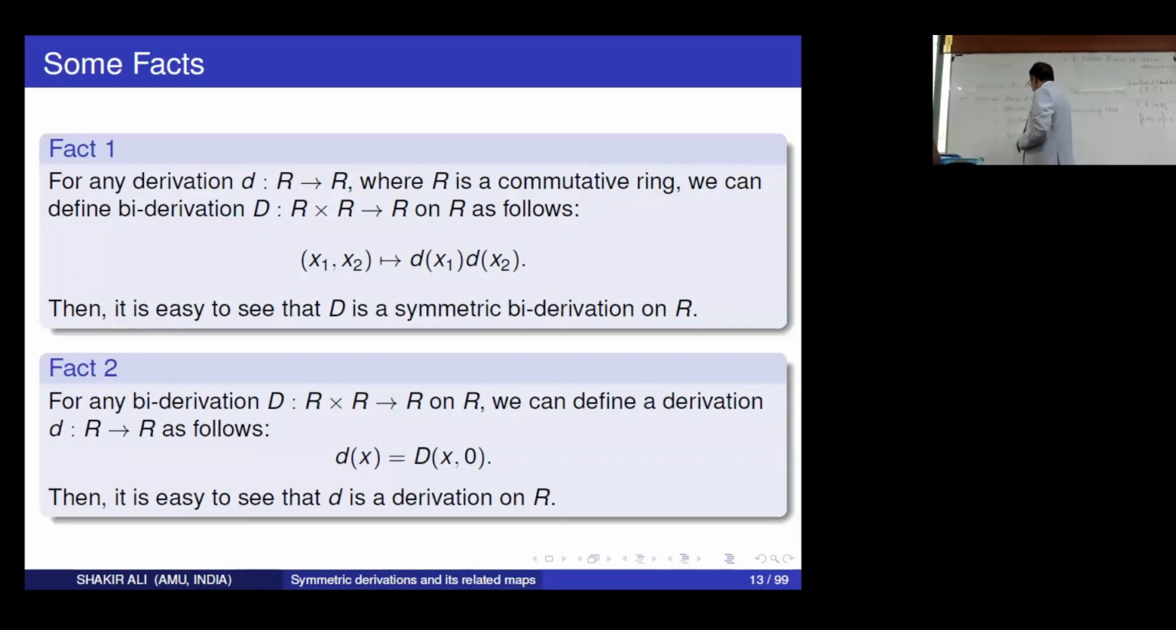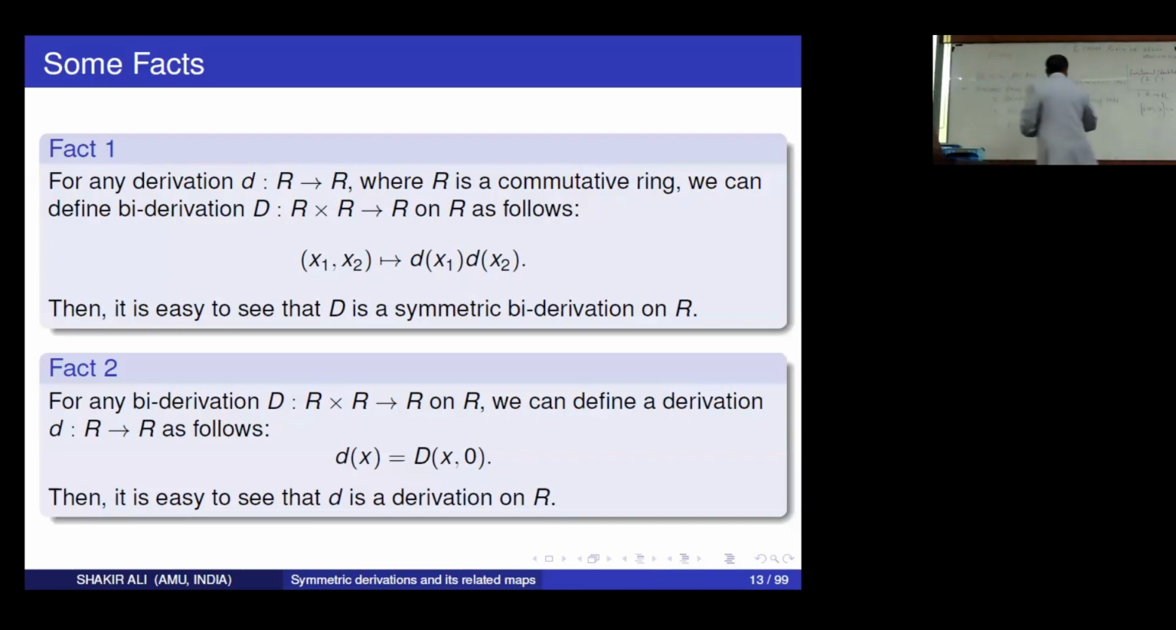D of x1, x2 plus, sorry, D of y1, x2. So that is D is identity in the first argument. In a similar way, you can check D is identity in the second argument, and then you have to verify it is also a derivation in both arguments.